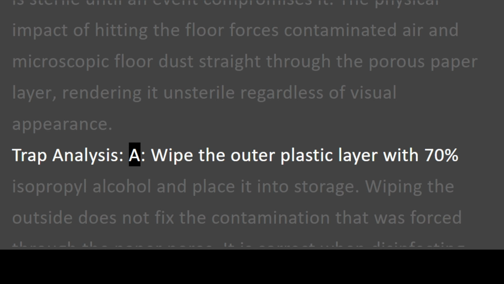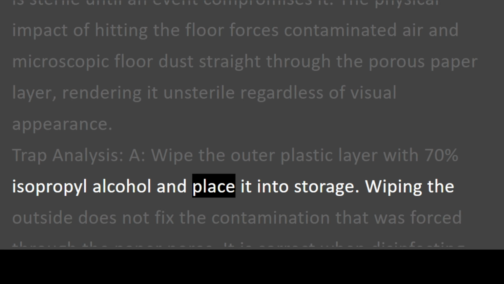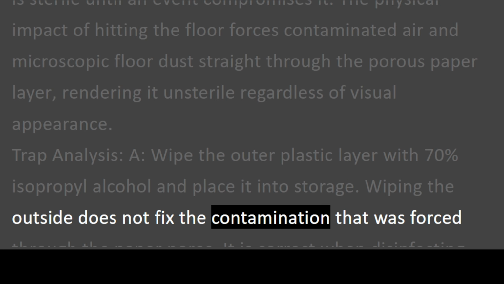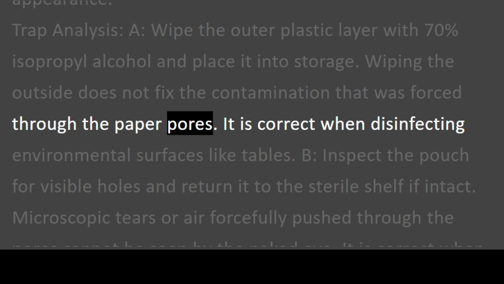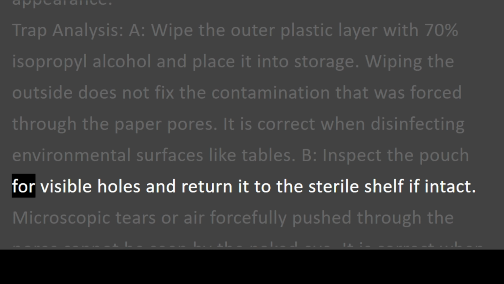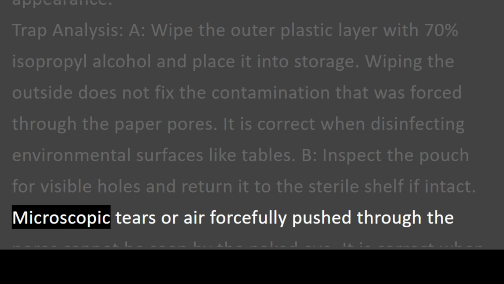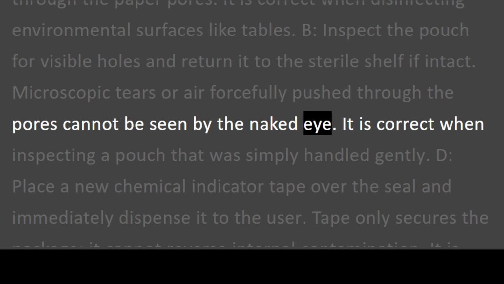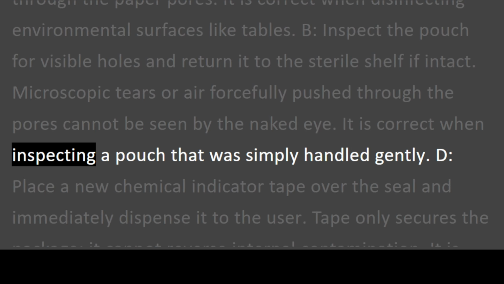Trap analysis. A. Wipe the outer plastic layer with 70% isopropyl alcohol and place it into storage. Wiping the outside does not fix the contamination that was forced through the paper pores. It is correct when disinfecting environmental surfaces like tables. B. Inspect the pouch for visible holes and return it to the sterile shelf if intact. Microscopic tears or air forcefully pushed through the pores cannot be seen by the naked eye. It is correct when inspecting a pouch that was simply handled gently.